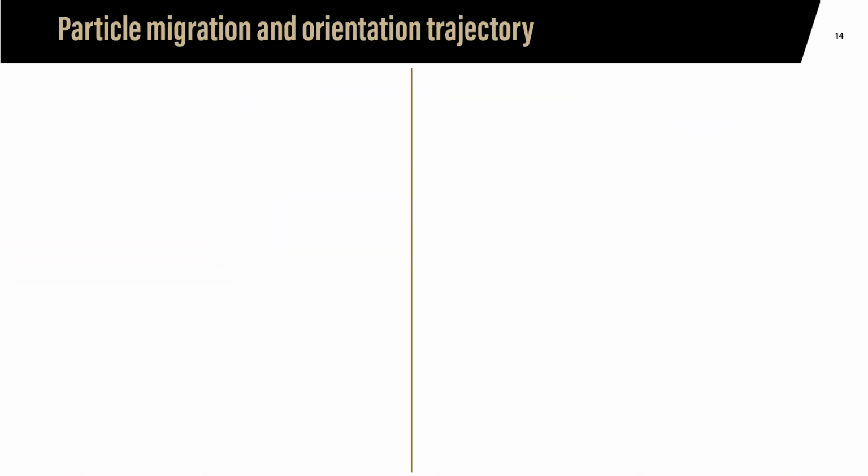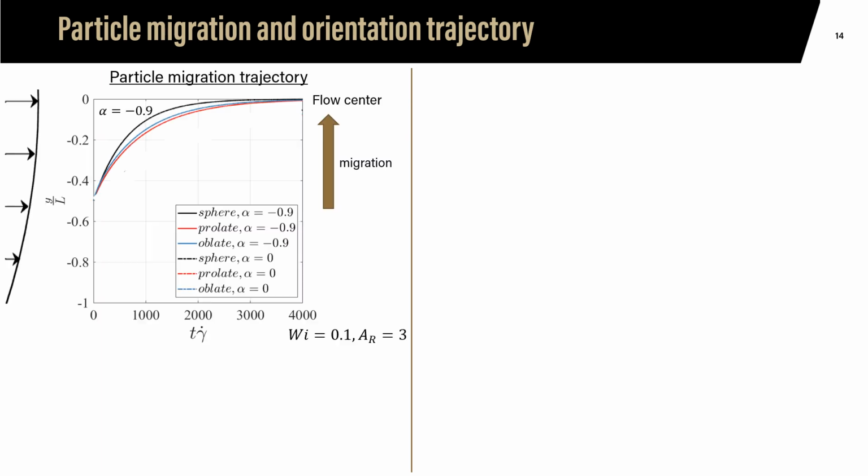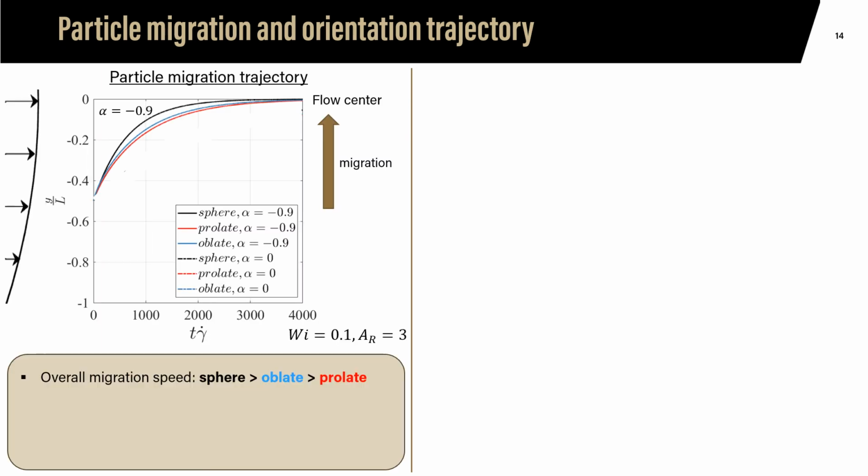Finally, we would like to see the overall migration and orientation trajectory of the particles. We release the particle halfway from the flow center and monitor their position and orientation with respect to time. From the migration trajectory, we see that in general, the oblate particle will have faster migration than the polar particle, and the spherical particle has the fastest migration among all the particles. This behavior can be explained by their orientation trajectory.